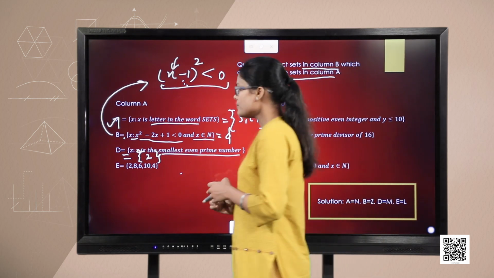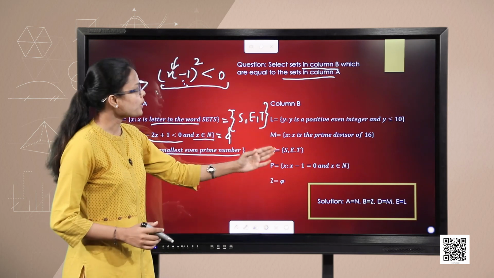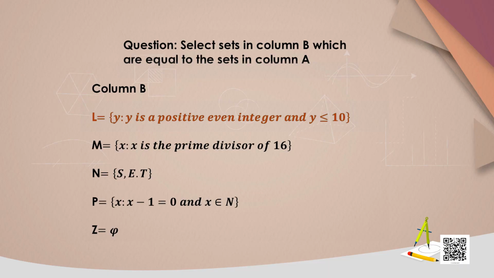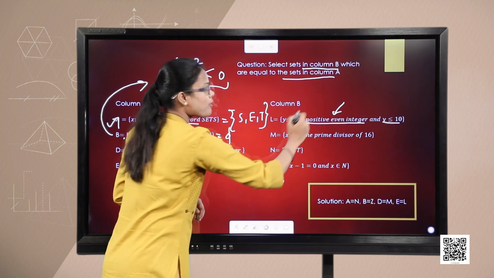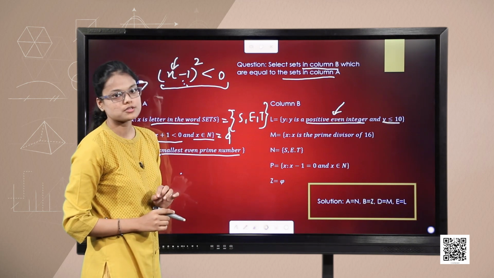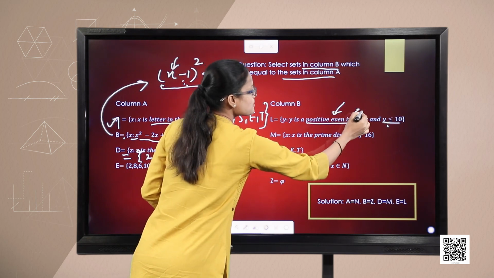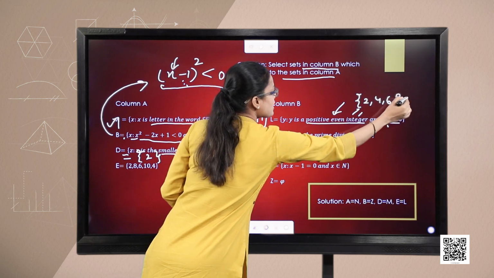Now, let us study all the sets in column B, and then we will see which sets are equal. Column B, set L. It consists of all those positive even integers which are less than or equal to 10. Students, notice even and positive integers. That means we are talking about even natural numbers which are less than or equal to 10. So, let us list all the elements in it. We can see that it is 2, 4, 6, 8 and 10.